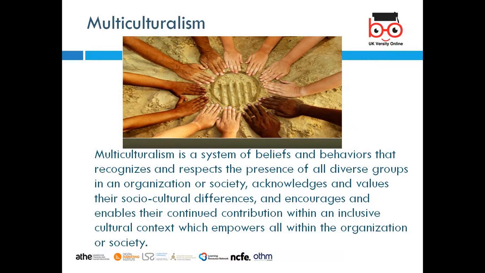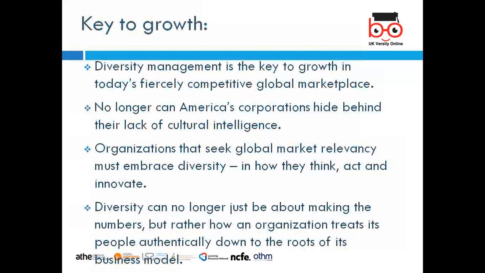Multiculturalism is a system of belief that recognizes and respects the presence of all diverse groups in our organization and our society, acknowledges and values their social and cultural differences, and encourages and enables their continuous contribution within an inclusive cultural context. They empower everyone within our organization and our society. So diversity management is key to growth today.